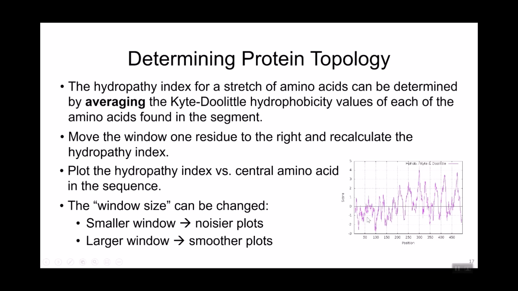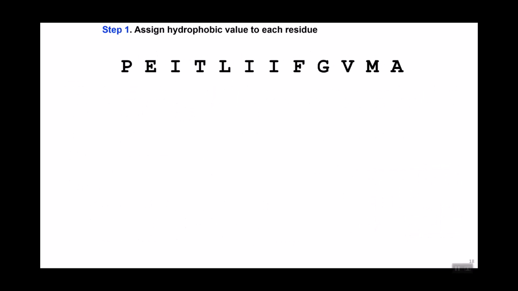And these can generate noisier plots, so plots with higher peaks and valleys, but it's these peaks that we're looking for, very high hydrophobicity scores that span at least 20 amino acids. When you use a larger window, say 20 amino acids, you would see smoother plots, but they will have shallow peaks and valleys. And if the peak isn't high enough, it might be hard to determine if a TM is present. Let's just look at a sample calculation.